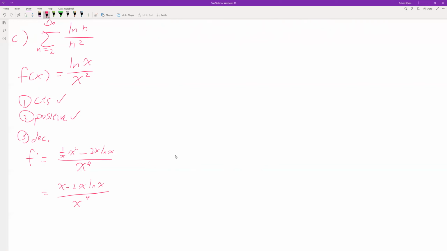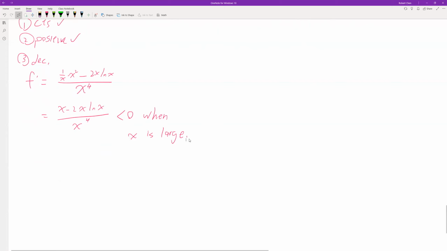This whole thing is going to be negative, right? It will be negative when x is large. Now, if you want to know exactly how large, then you can actually set the numerator to be less than 0 and solve, right? Let's do that. So factor out x, divide, so I get 1 minus 2 ln x.